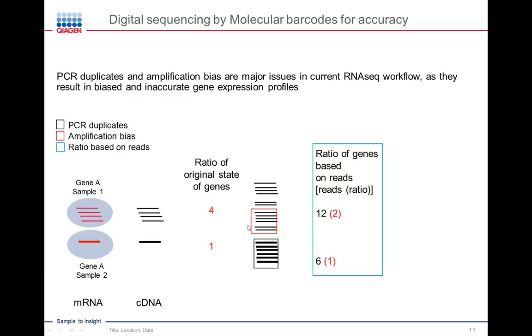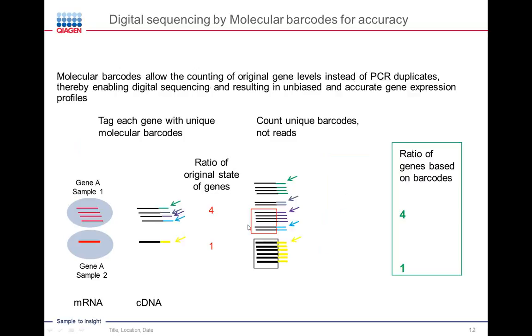So again, we started with a 4-to-1 and we ended up with a 2-to-1 because of the amplification bias and PCR duplicates. Now, what we have done to overcome this issue is to use molecular barcodes. With molecular barcodes, we barcode or tag each one of the transcripts, each one of the cDNAs that we generated from the original transcripts. We barcode each one of those with a unique molecular barcode. The unique molecular barcodes are a stretch of 12 nucleotides, and each one of these barcodes is unique.